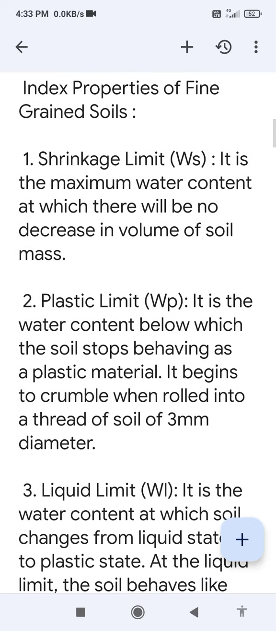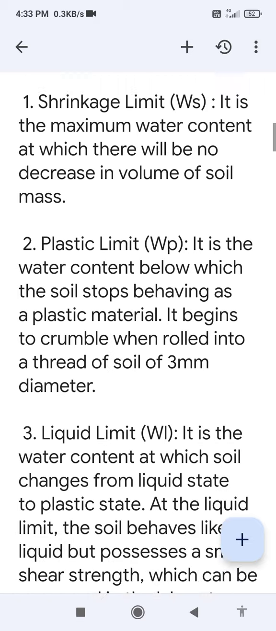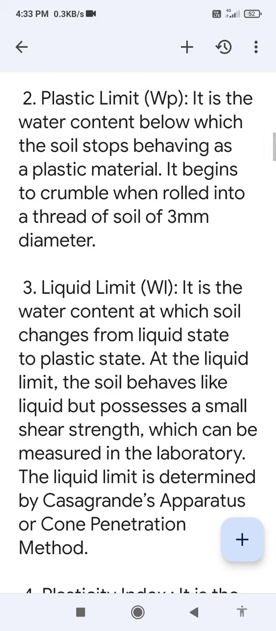Index properties of fine-grained soils. 1. Shrinkage limit, Ws. It is the maximum water content at which there will be no decrease in volume of soil mass. 2. Plastic limit, Wp. It is the water content below which the soil stops behaving as a plastic material. It begins to crumble when rolled into a thread of soil of 3 mm diameter.